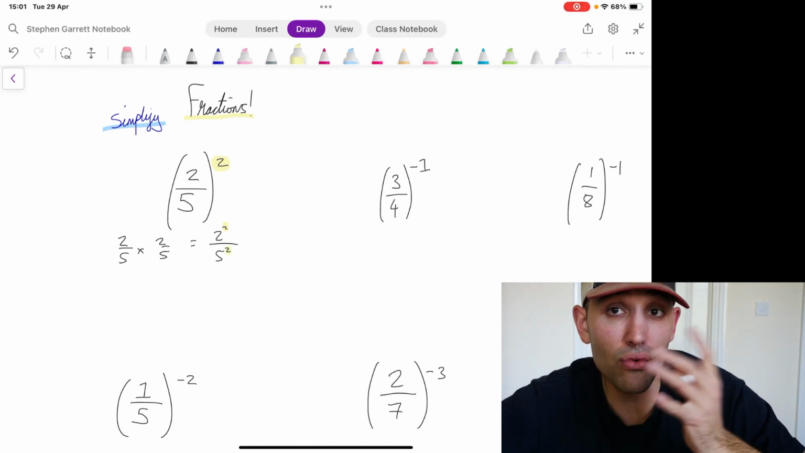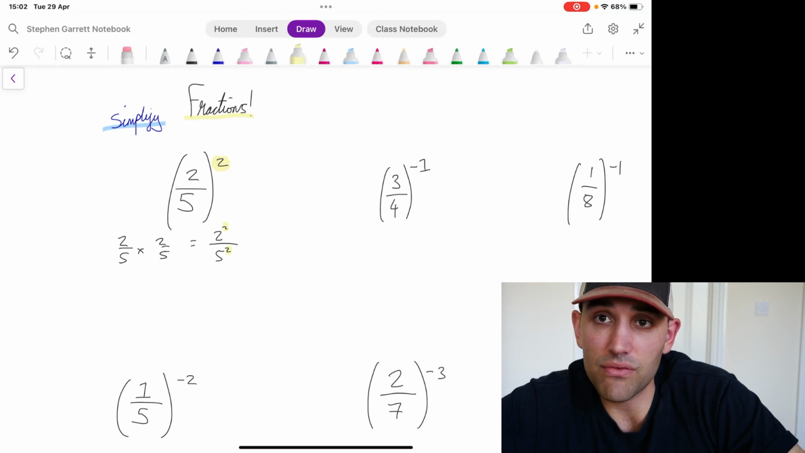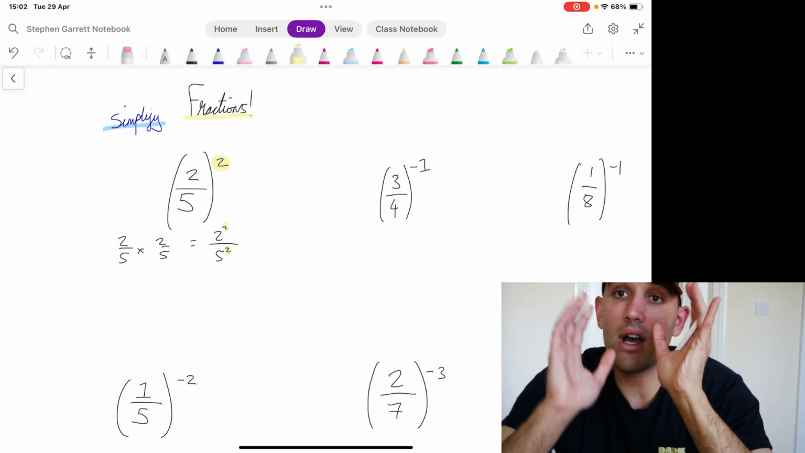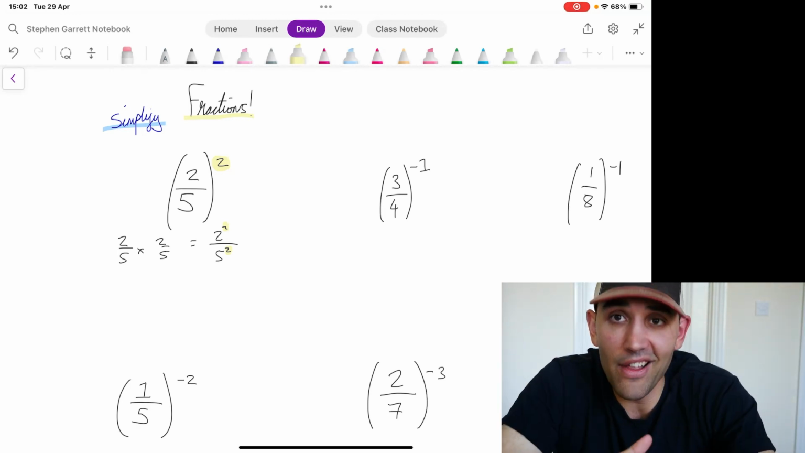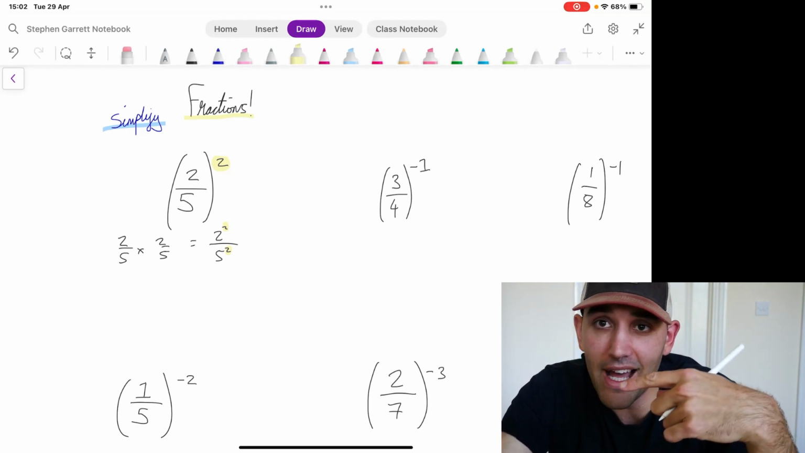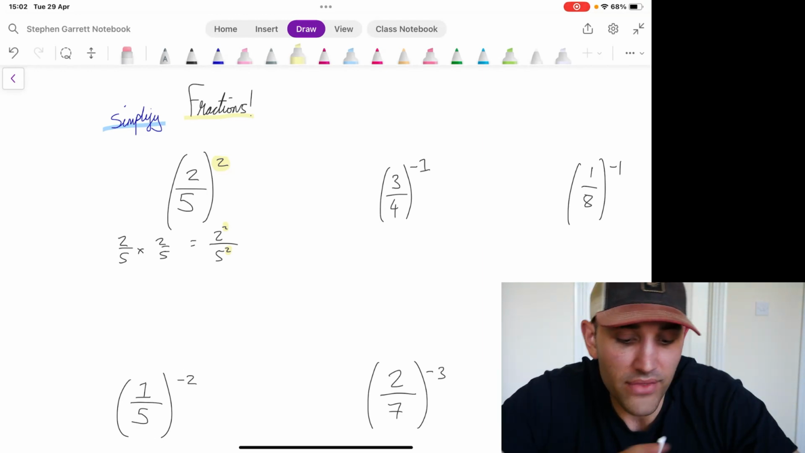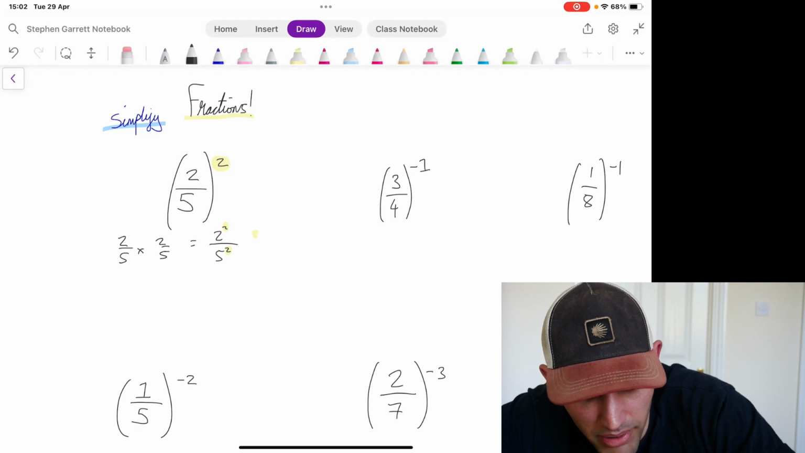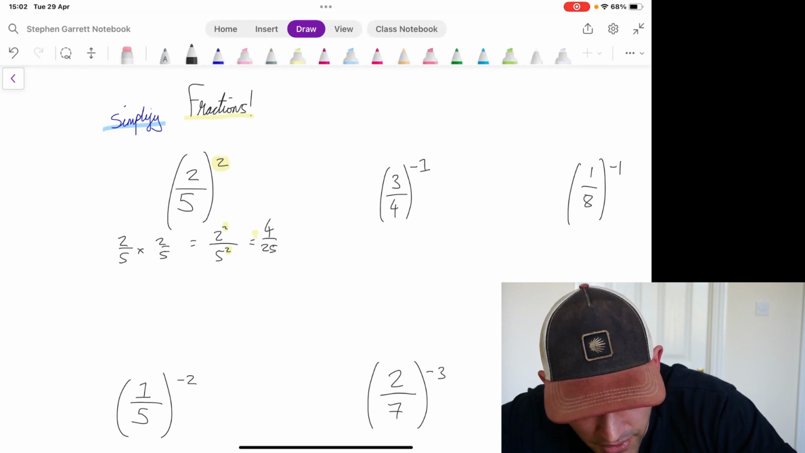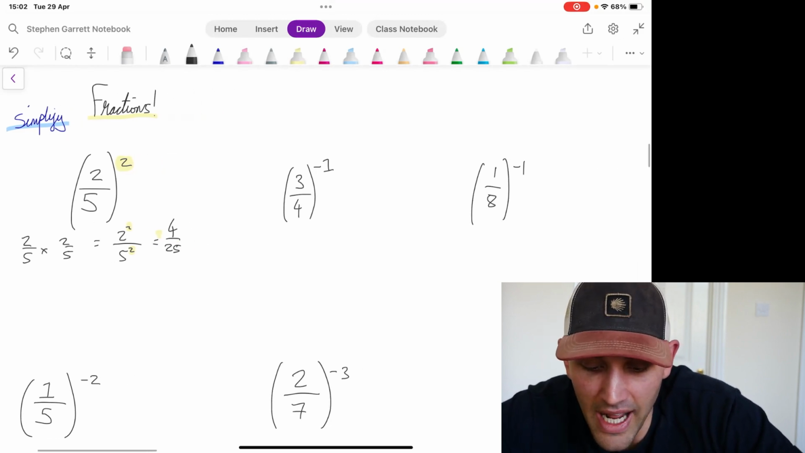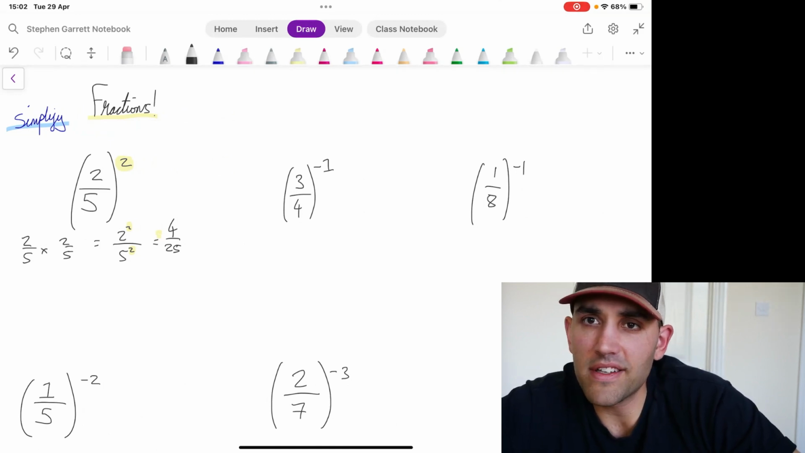So that is our rule for dealing with fractions raised to powers, in that we can apply that power to both the numerator and the denominator. So obviously that's going to be 4 over 25. Now, when we have a negative power, we're going to do the exact same thing.